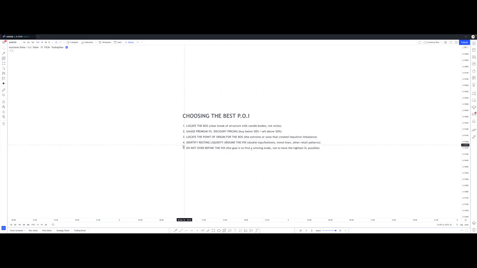Number 4, identify resting liquidity around the point of interest. Now this comes in the form of many retail patterns such as double tops and double bottoms, trend lines, flags, head and shoulders, things like that. So those are the common retail patterns where most retail traders are placing their stop losses around. So that is an area of liquidity that the market will most likely purge. So if we're aware of that, then it works in our favor. Okay, so again, we'll go over this in the trading examples.